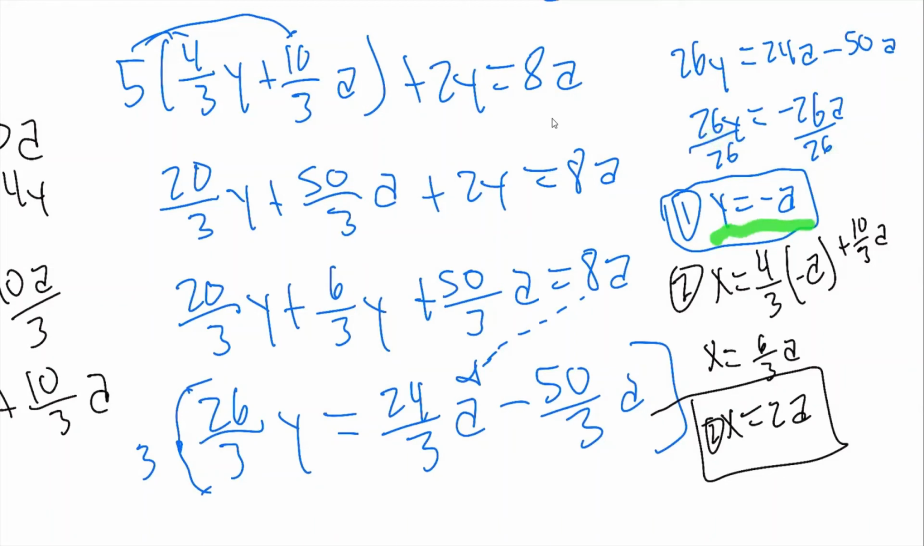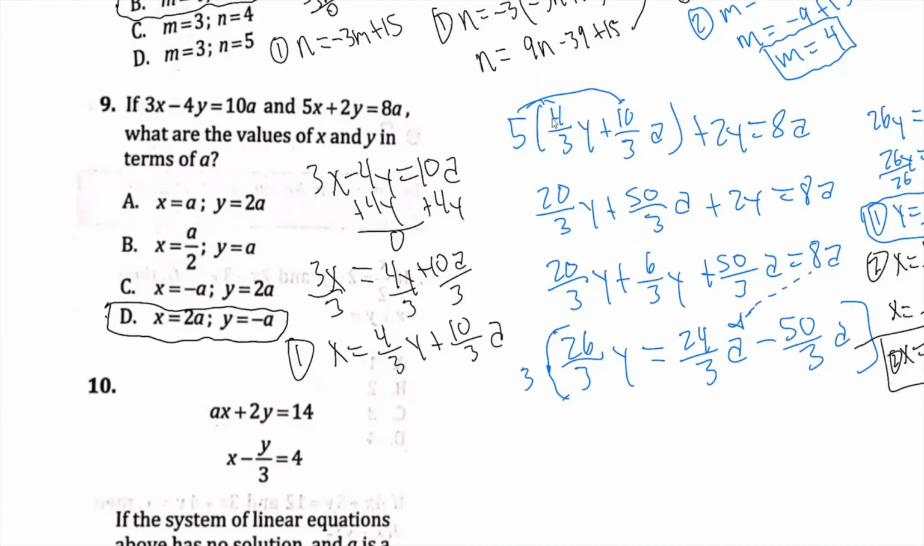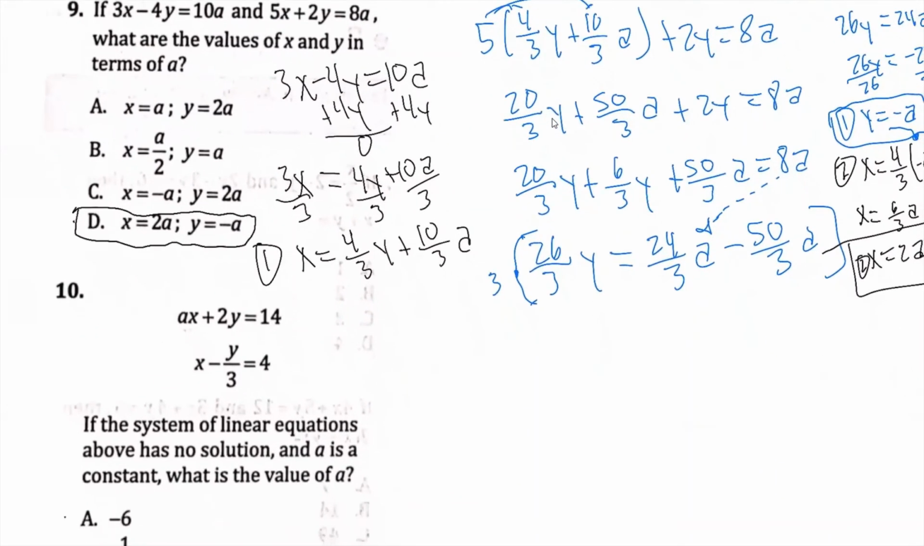Y equals negative a. We plug this in, right? Plug y in here, plug it in. And then we're going to simplify again, 6 over 3, x equals 2a, y equals negative a. Final answer here is x equals 2a, y equals negative a. That is how you do that one.